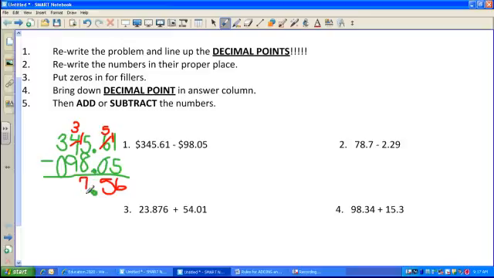Drop that straight down. 3 take away 9, not possible. I can only borrow from the number to the left of it, which is a 3. Takes a whole number away from that, makes that a 2, makes this a 13. So 13 take away 9 is 4. Drop that down. 2 take away 0 is 2. So my answer for number 1 should be 247.56.